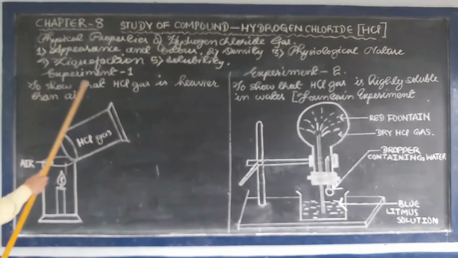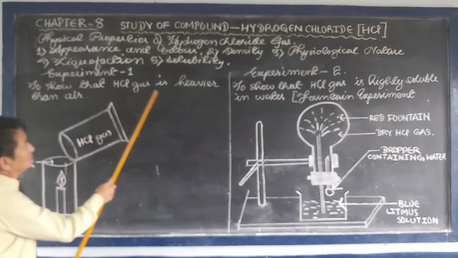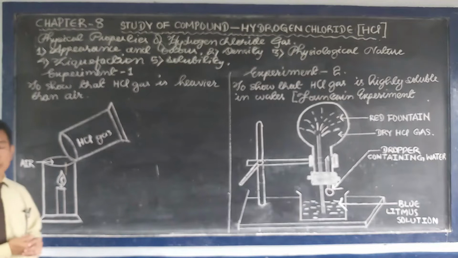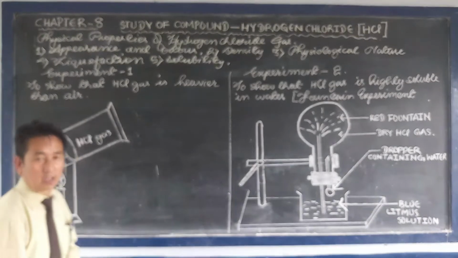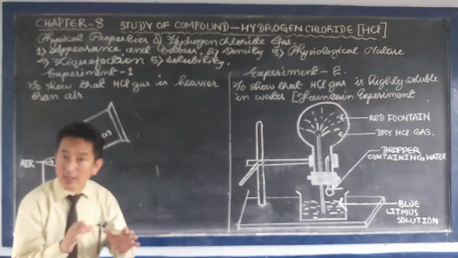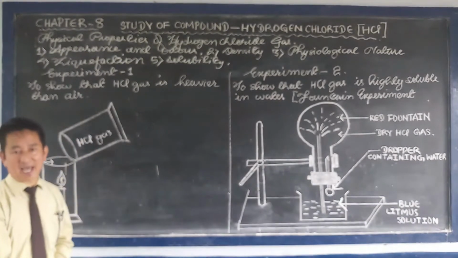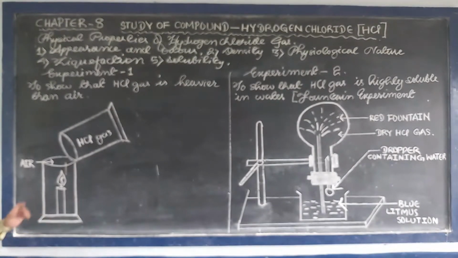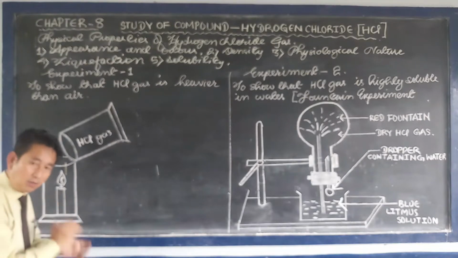Here, experiment number 1, to show that hydrogen chloride gas is heavier than air. We can show hydrogen chloride gas is heavier than air through a simple experiment. Take a jar with a burning candle. Take another jar filled with hydrogen chloride gas. Then pour this hydrogen chloride gas into the jar which has the burning candle. Now, what will we observe here?